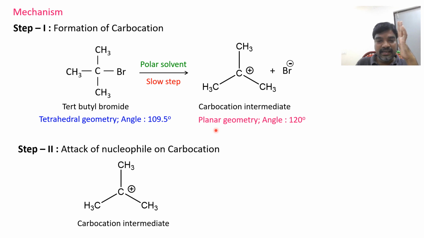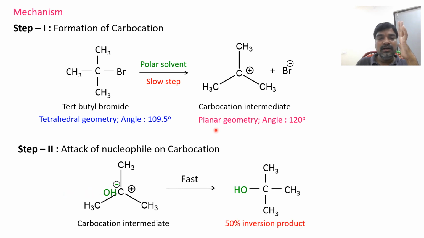Just take this carbocation intermediate. OH minus is the nucleophile. This can attack from the backside of the carbocation. When the nucleophile attacks from the backside of the carbocation, the resulting product is the 50% inversion product. This is the inversion product because the OH position is opposite to that of the bromine position. Therefore, this is the inversion product. This is a very fast step when OH minus is attacking from the backside of the carbocation.